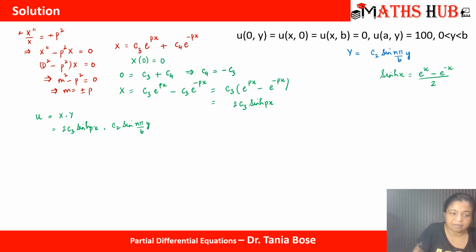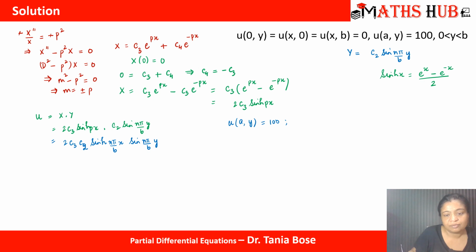Now I can do one more step. I can put the value of p here. So that will become 2c3 c4, c2, and then I can write here sine hyperbolic n pi by b x multiplied by sine n pi by b y, right? Now, what is the last condition left? You are given the last condition as u(a, y) is equal to 100, where y lies between 0 and b. So now this is the value of u for constants C3 and C2.